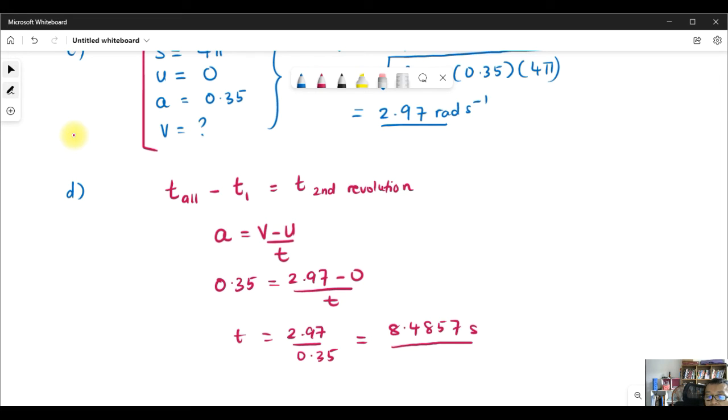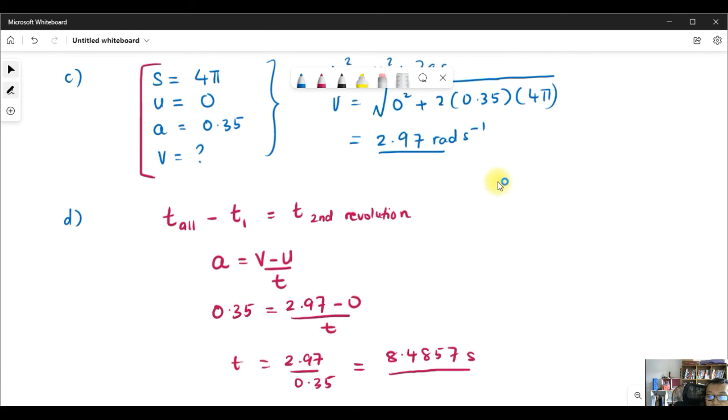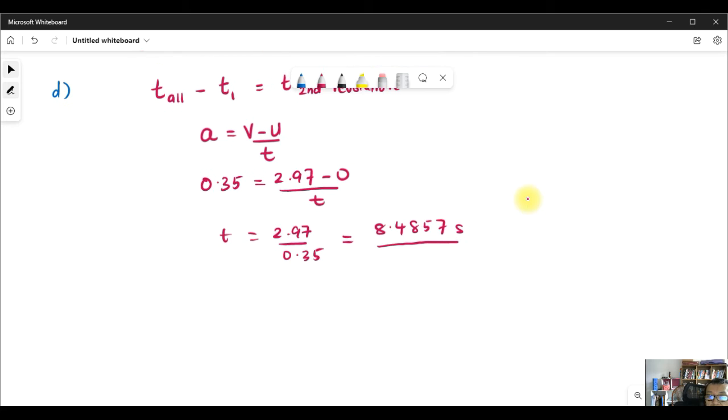The question wants the time for the second revolution. For the second revolution, you need to minus the time taken for the first revolution, which is 6 seconds given. So the time taken for the second revolution is equal to 8.4857 minus 6. That will give you 2.49 seconds. Okay?